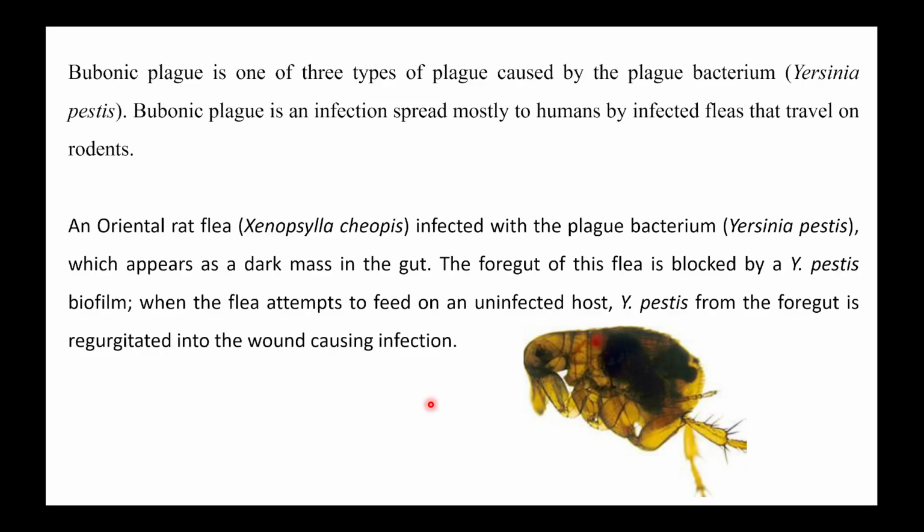Now in the gut of these fleas, these Yersinia pestis bacteria form a biofilm, and when the flea bites the rodent, the bacteria get transmitted to the rodent from the gut through the bite mark wherever it is biting, and then from the rodent it can spread to humans and cause plague.